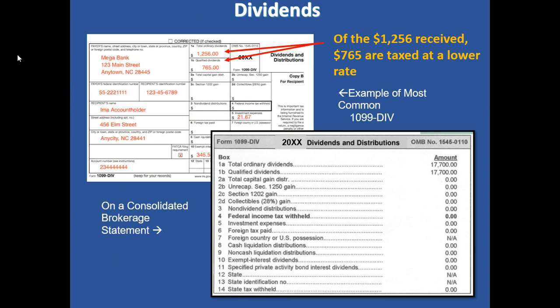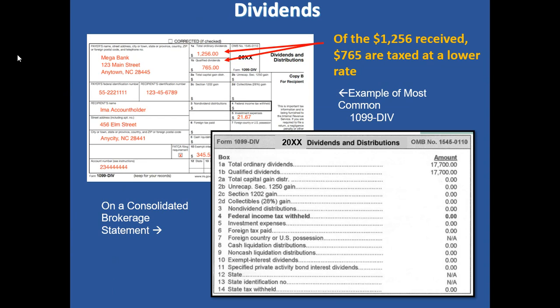Notice on the one on the top, box 1 and box 1A and 1B are different. Box 1A shows you the total amount of dividends that they have received, total, from Mega Bank. Box 1B says qualified dividends are $765. That doesn't mean they got 1,256 and 765. This means that the total dividends they received are 1,256, of which $765 are going to get taxed at a lower rate.